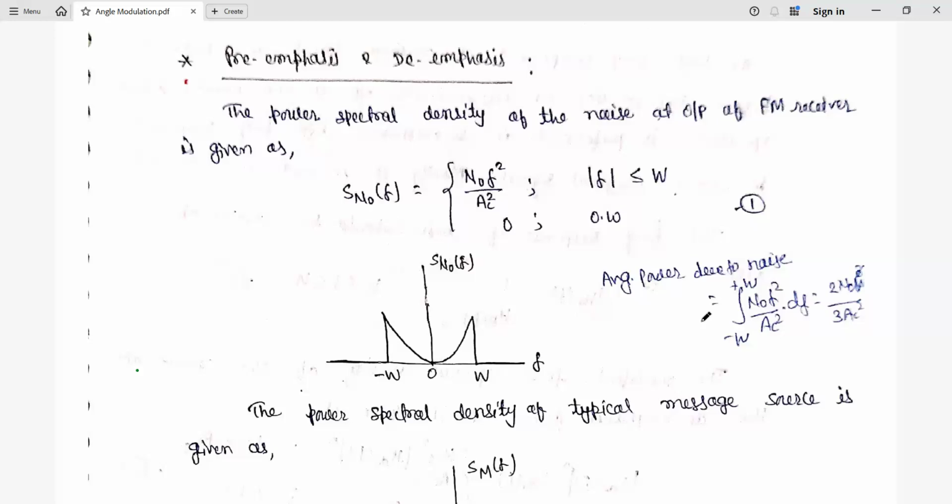And apart from this, we are going to see the basic difference between amplitude modulation and frequency modulation. This is going to be the last lecture of this frequency modulation. Before that, all lectures are already available along with numericals.